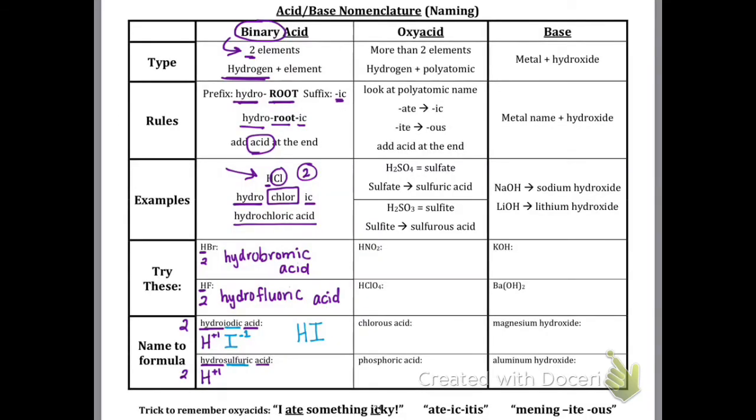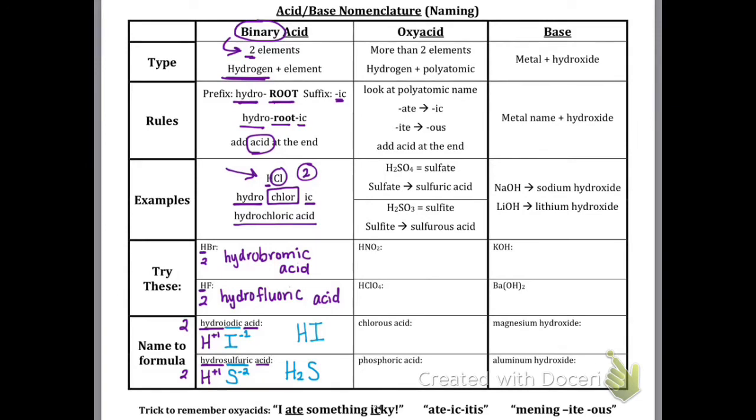So we are going to write sulfur has a -2 charge. So now how many of each element do we need so the charges cancel? We are going to need 2 H's to cancel out 1 sulfur. So the formula becomes H2S.